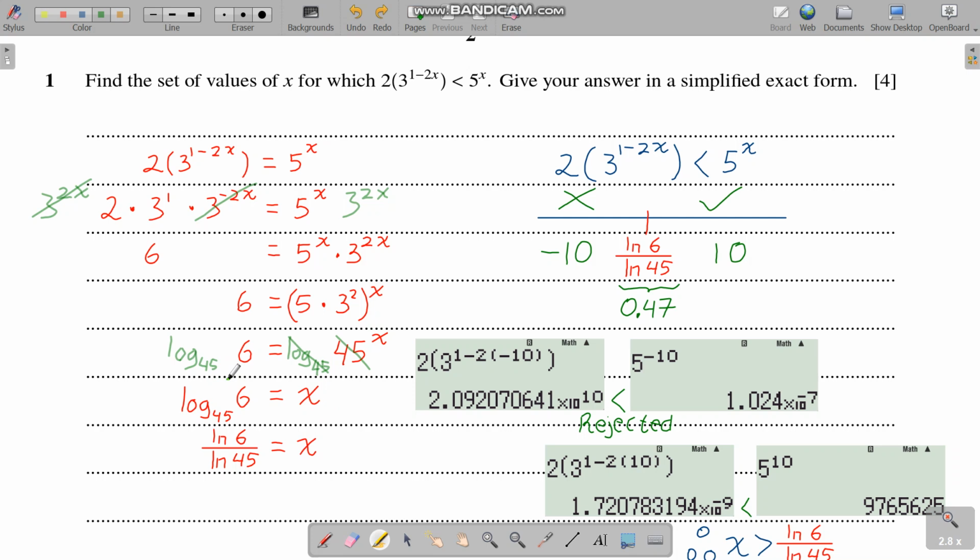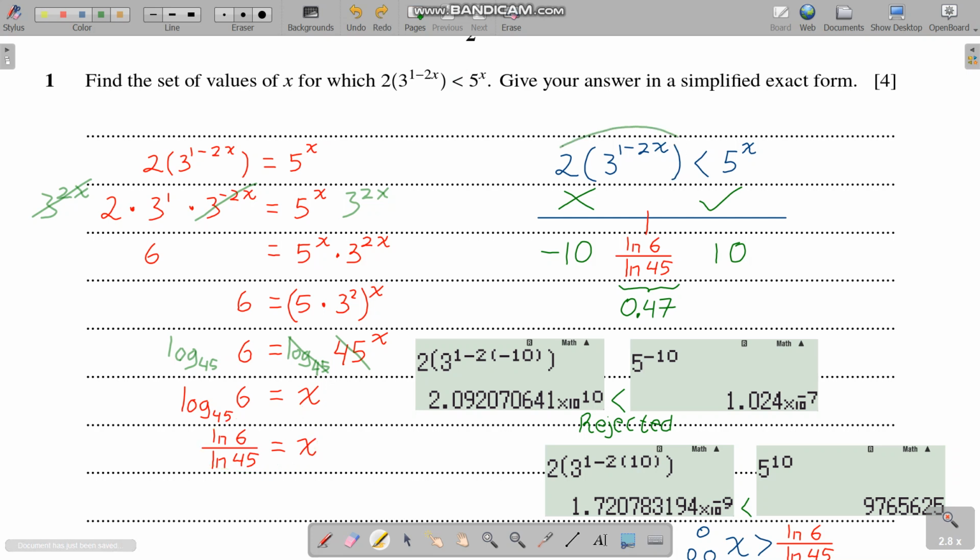Or we can use the change of base rule. We can use ln 6 over ln 45. So that's the final answer. Actually, that is the solution to the equation. So what we're doing here is actually an inequality. So we are just finding the critical value of the inequality.